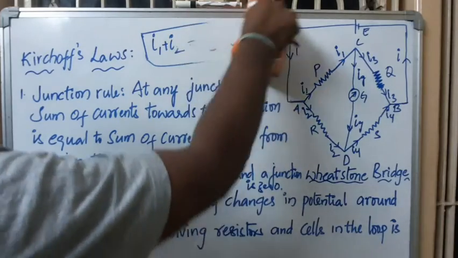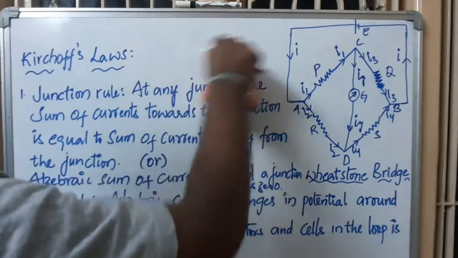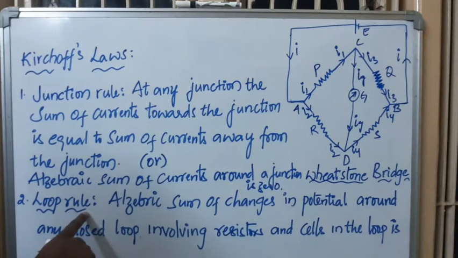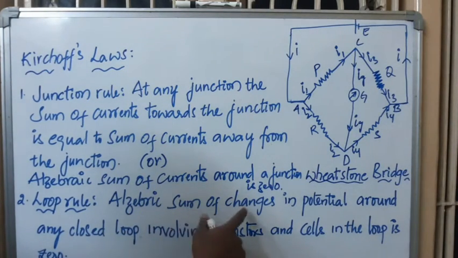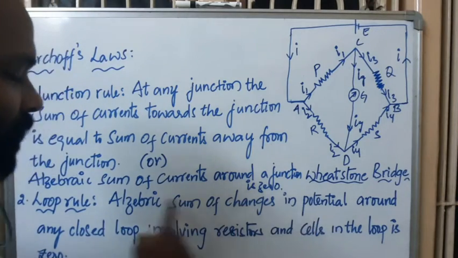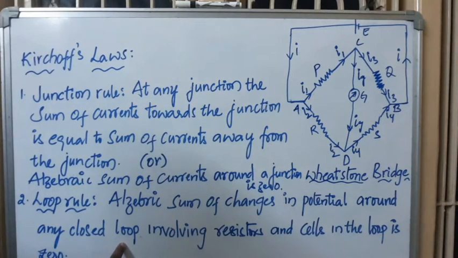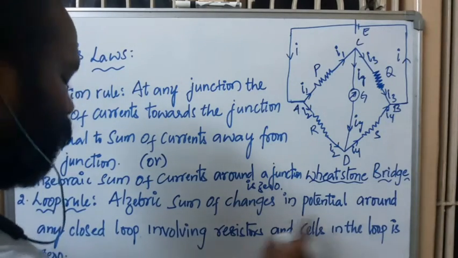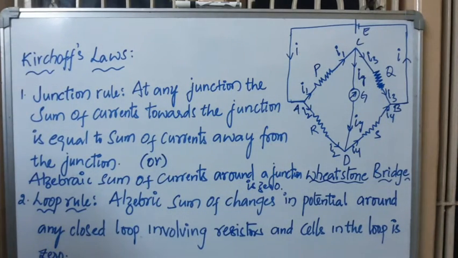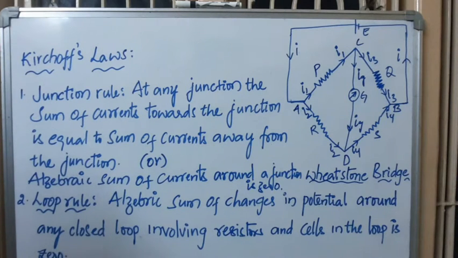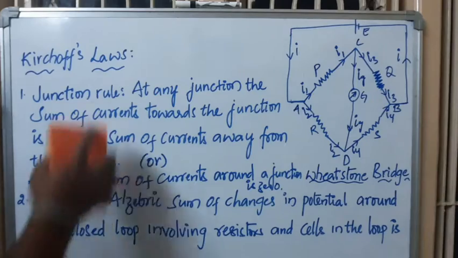Now we will go through the next rule, which is called the loop rule: the algebraic sum of the changes in potential around any closed loop. If you consider any closed loop, the algebraic sum of the potentials involving resistances and the cells in the loop is 0. So these two laws come under Kirchhoff laws, one called the junction law and the other the loop rule. Using these two, we will now deduce the condition for the balancing of the Wheatstone Bridge.